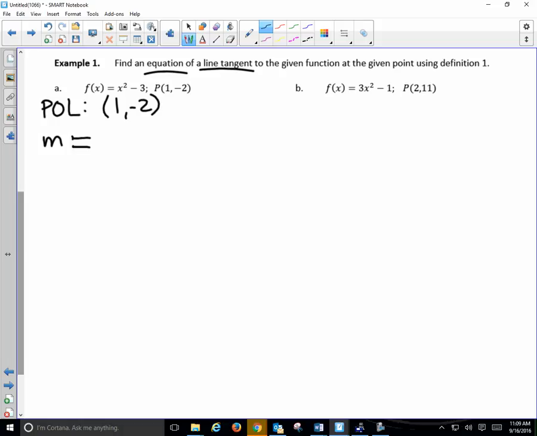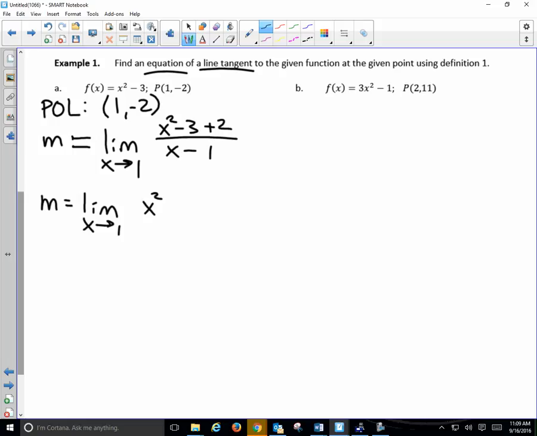Great, so I want to find my slope. I know the slope is equal to the limit as x approaches 1 of f of x minus negative 2, so plus 2, all over x minus 1. So the slope is equal to the limit as x goes to 1 of x squared minus 1 over x minus 1. Pause right there.